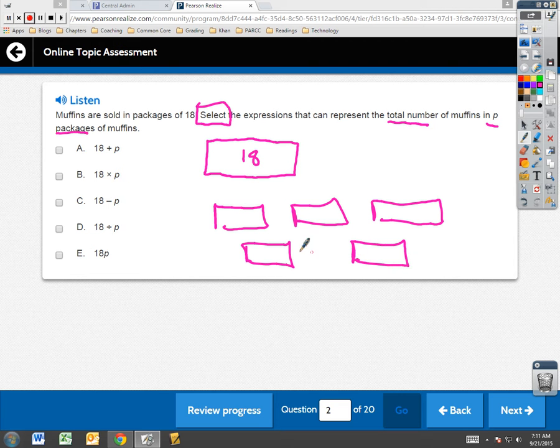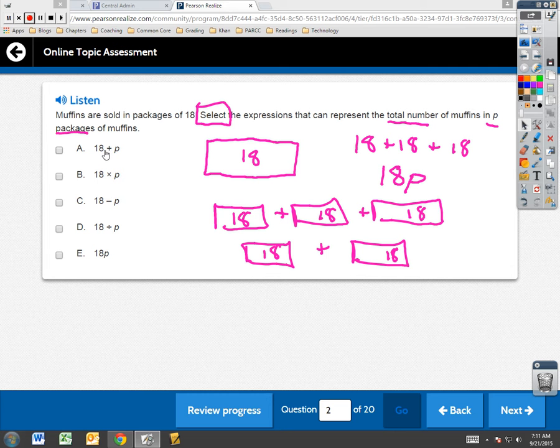The key thing is I have 18, 18, 18, 18, 18, and 18. It looks like this is just repeat addition. I could say 18 plus 18 plus 18, but that isn't an option. But wait, repeat addition is the same as multiplication, so I can say 18 times the number of packages that I buy. Going through here, 18 plus P: if I bought one package, does that make sense? 18 plus 1 gives me 19. That doesn't make sense, but 18 times P does. If I buy multiple packages of 18, my number is going to get bigger rather than smaller, so it's not going to be 18 minus P. Same with division here.